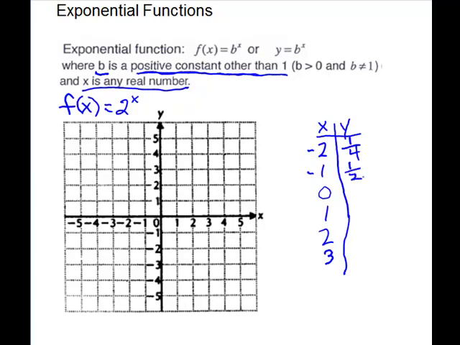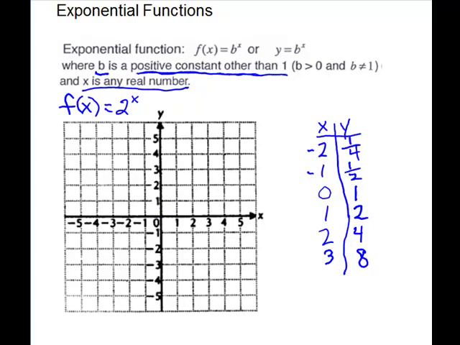2 to the 0 is 1. Remember, anything to the 0 power is 1. 2 to the first will just be 2. 2 squared will be 4. 2 cubed will be 8. And this is going to climb really fast.